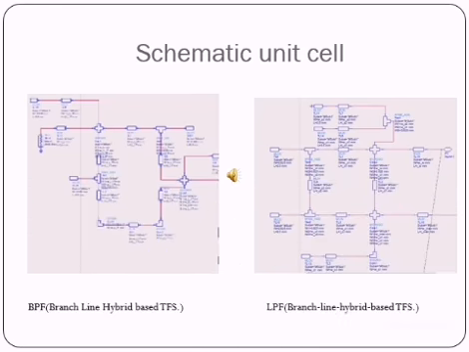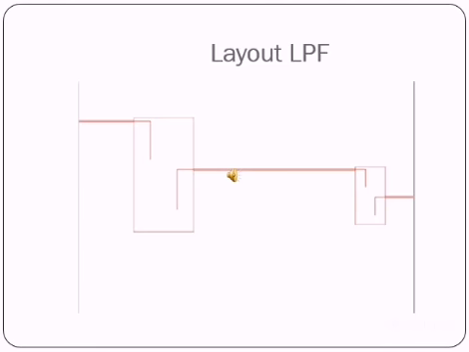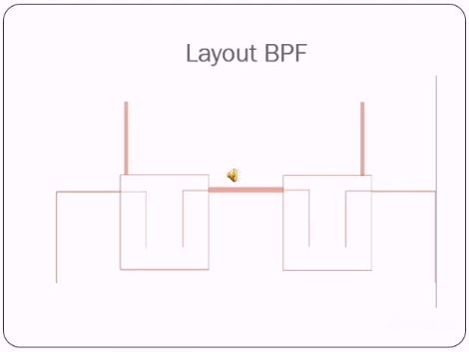These are the schematic unit cells shown for the branch line hybrid TFS, which is used to form a band pass filter, and the branch line hybrid TFS, which is cascaded to form an ultra stop band LPF. For the LPF, the layout of the band pass filter obtained after optimization around the center frequency.